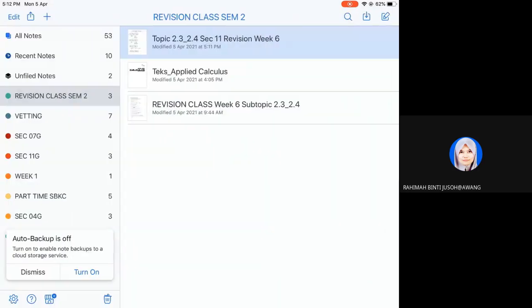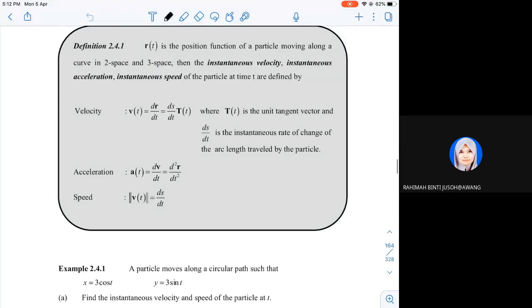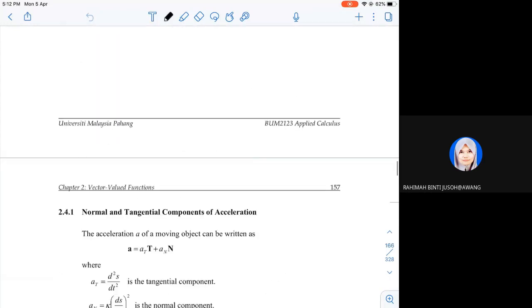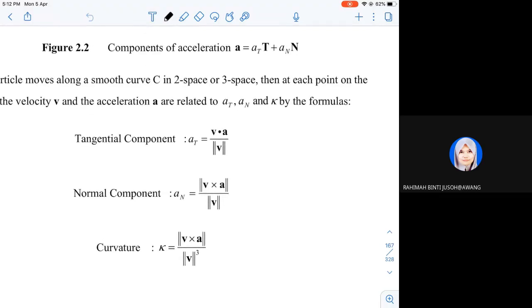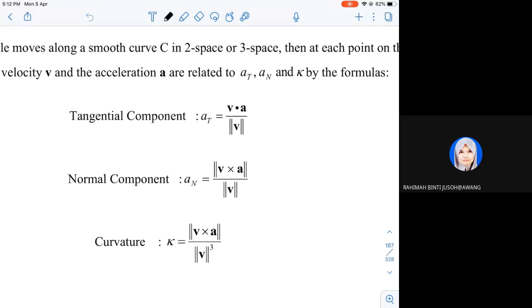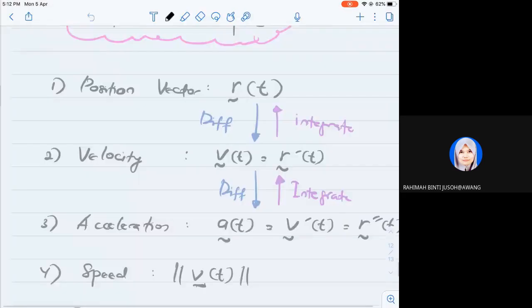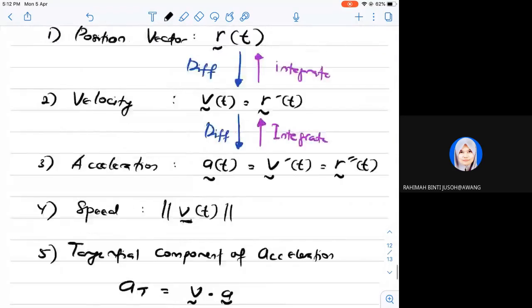Okay, sekejap saya nak tunjuk nota ni tadi. Ni nota dalam modul lah. So kalau you tengok part last kali tu, tangential component and normal component. Oh, sorry, saya tertinggal magnitude untuk normal component. Okay, this one. Gitu. So, jom ni nota.